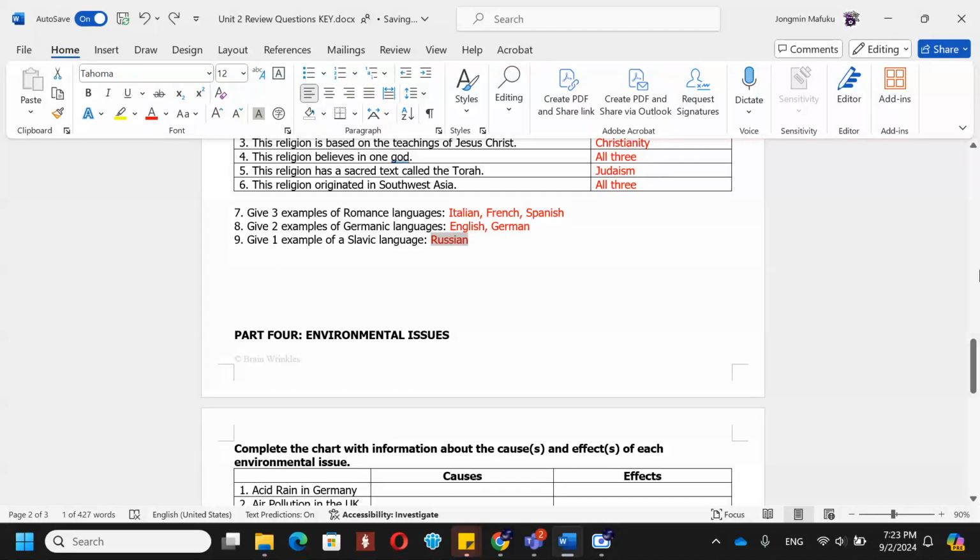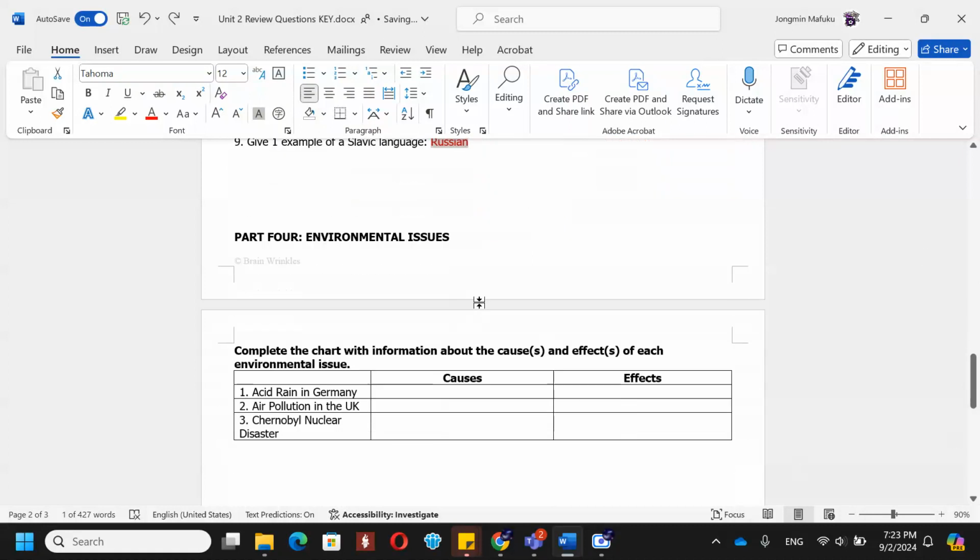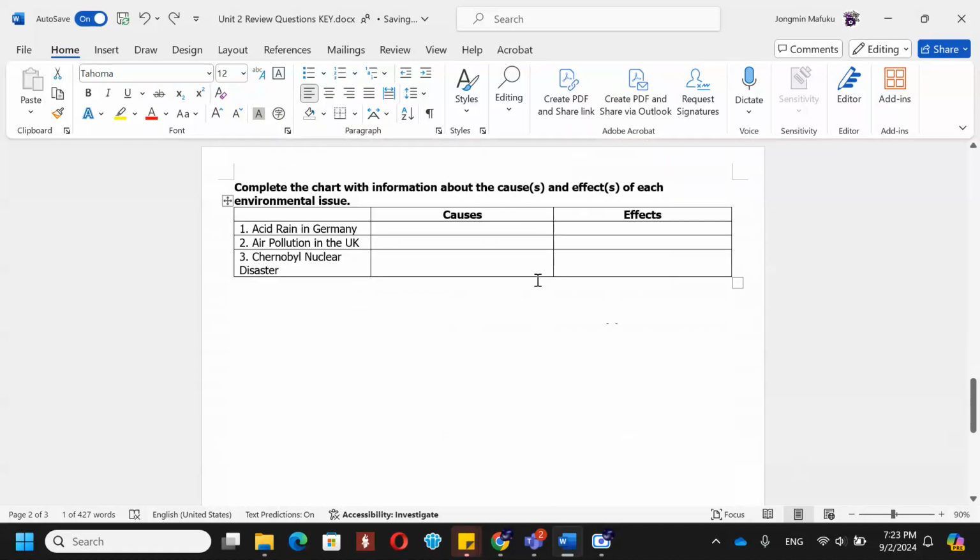Move on. Number nine, give one example of Slavic language. Just go Russian, Ukrainian. I told y'all the little hack when it comes to Slavic is the cold climate places. Russia, Czechoslovakia, Ukrainian. These cold climate places. Now let's go finally to environmental issues, which will be very important.